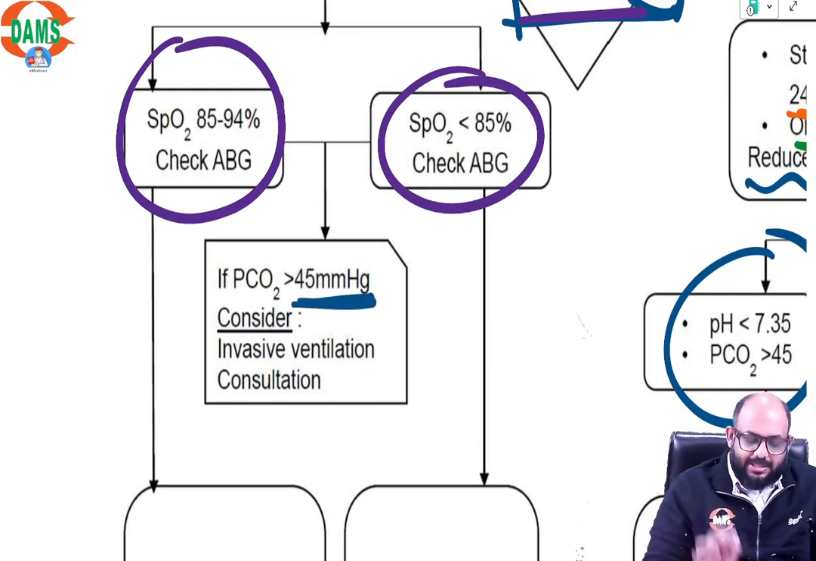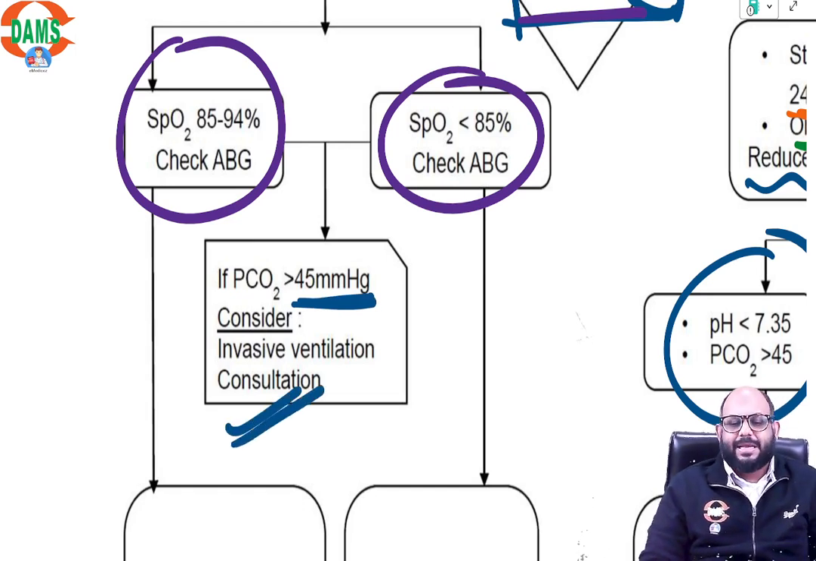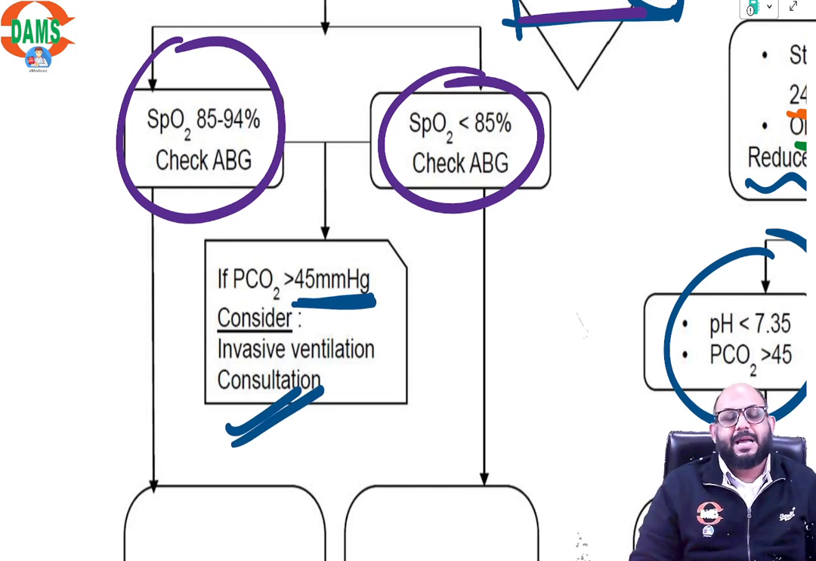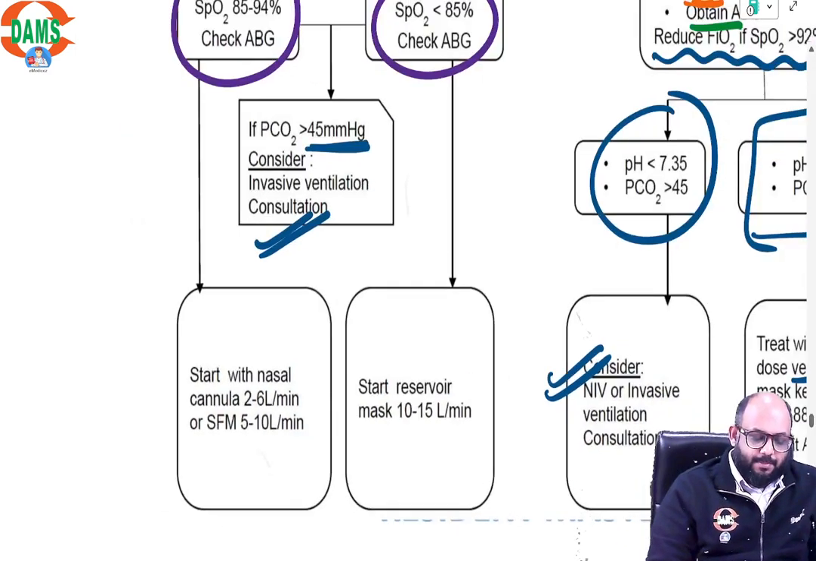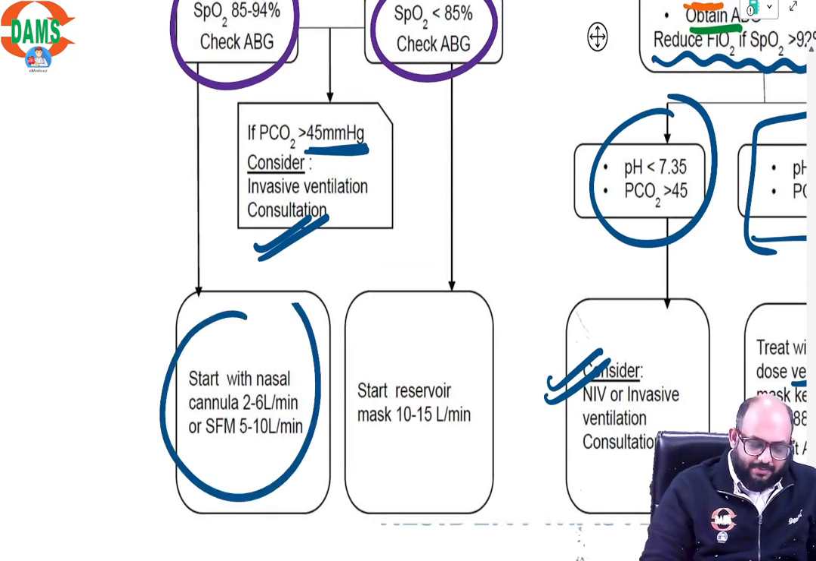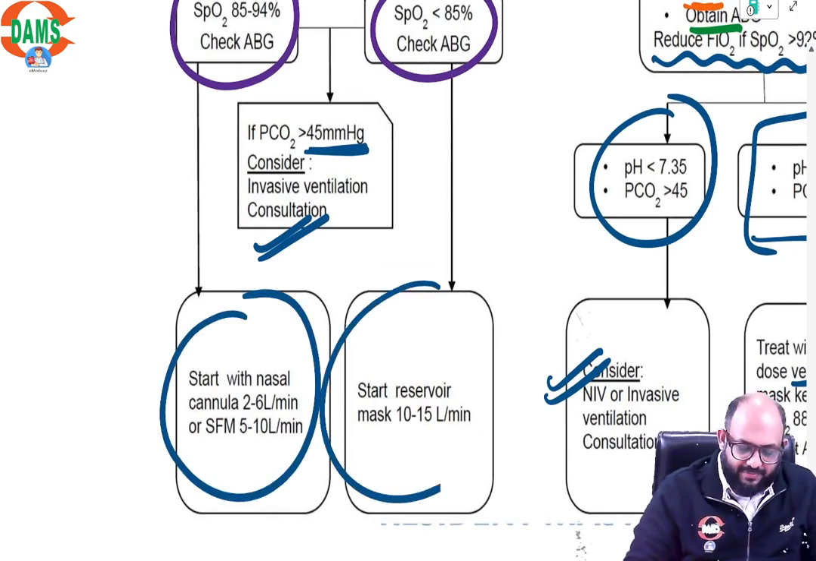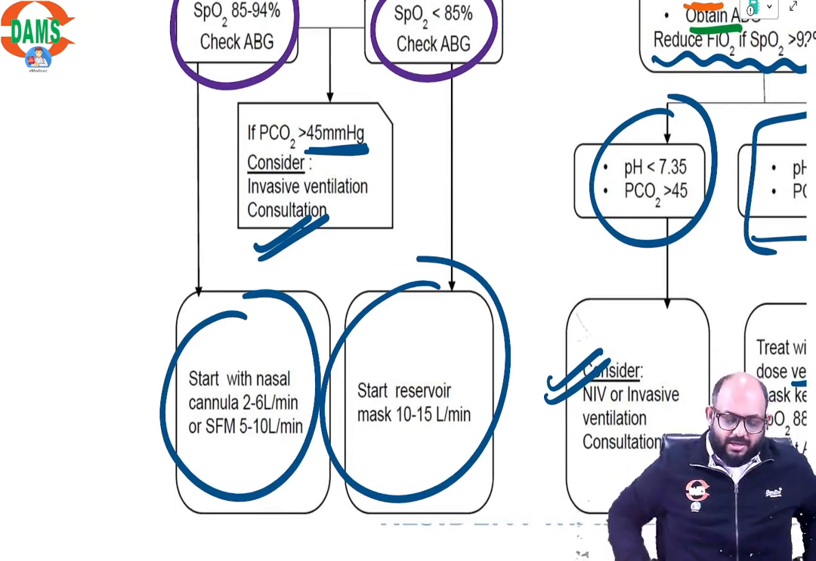If PCO2 at any point is more than 45, it is type 2 respiratory failure. So consider invasive mechanical ventilation. That means there is hypercapnia and there is hypoxia. So no question, just intubate. If the patient has 85 to 94, start with nasal cannula or simple face mask. But if it is less than 85, then you require a high concentration mask.